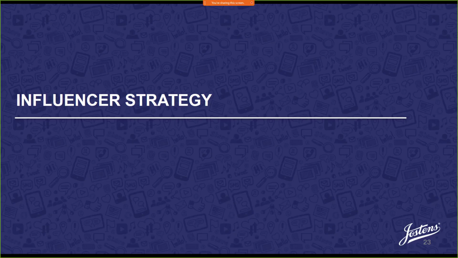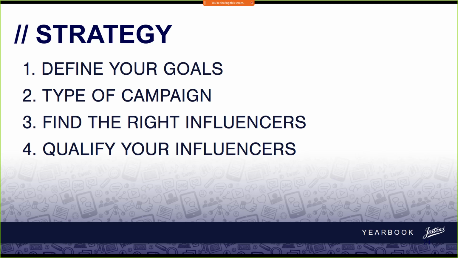Yeah. So now that you understand that there are three types of different influencers, let's talk about strategy. There are four main components of developing an influencer marketing strategy, and Kristen's going to deep dive into each of them. But you can see on the screen, first you need to define your goals, talk about the type of campaign, find the right influencers, and then qualify your influencers.